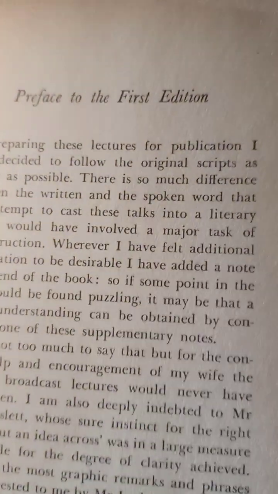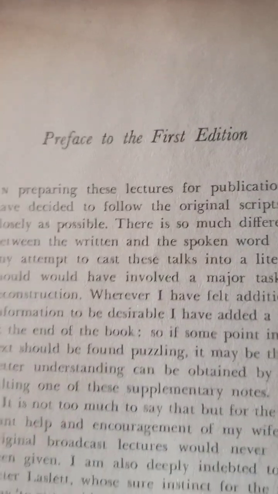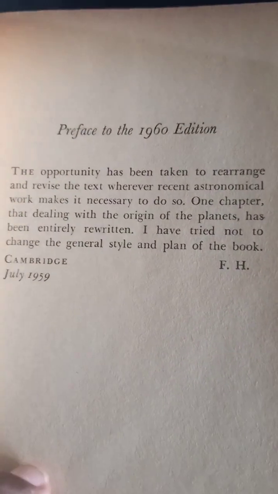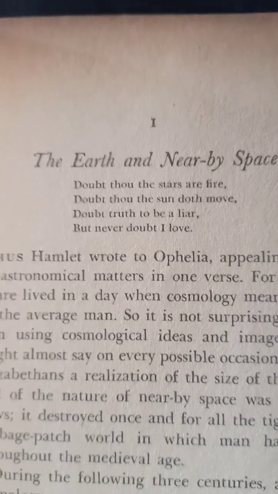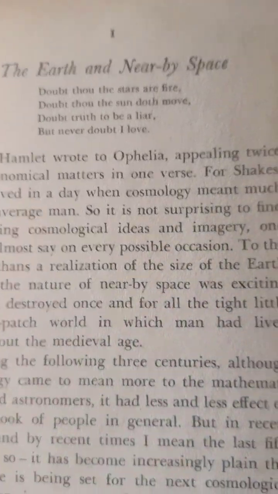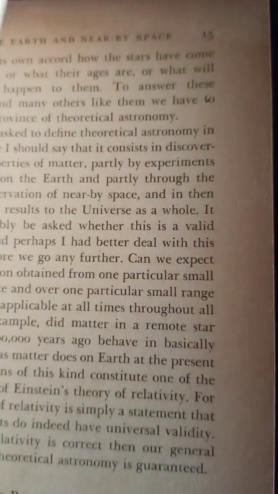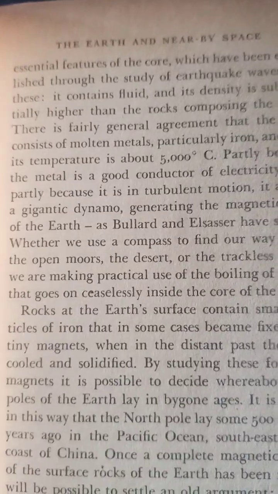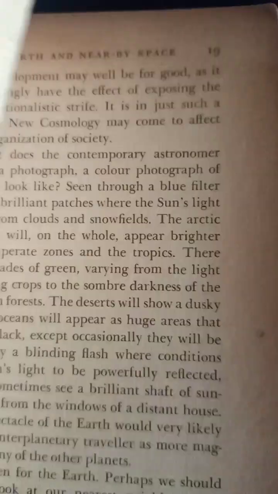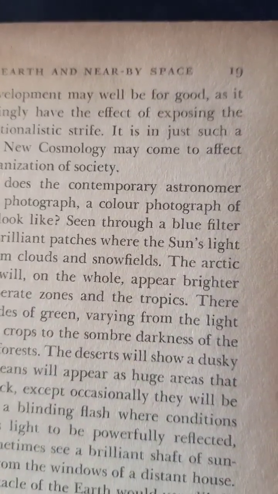As I turn the pages, here is the preface to the first edition. Then as we go on turning the pages, you find the first chapter starts with the earth and the nearby space, and it starts with a quotation. This book writes about how energy is evolved from the sun and the different stars. It gives an idea about the different stars, the sizes of the stars, and how this energy is radiated from the sun.